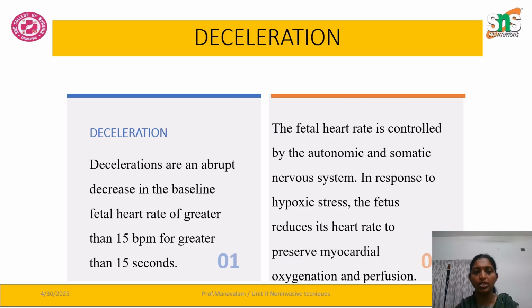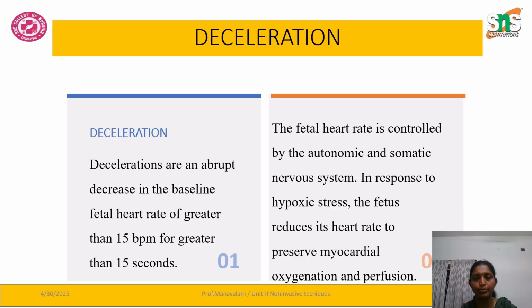Next, move on to the deceleration. This is the opposite of the acceleration. There is an abrupt decrease in the baseline fetal heart rate greater than 15 beats per minute, and it remains for more than 15 seconds. Now the mechanism behind the deceleration: why is the fetus reducing its heart rate? In order to adapt to certain physiological processes that are happening during the time of labor.